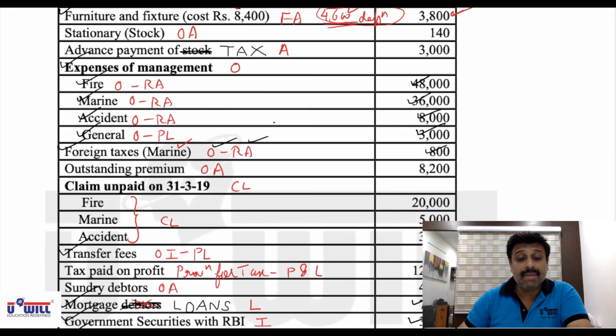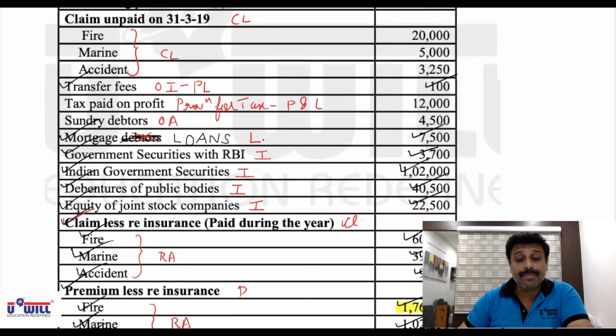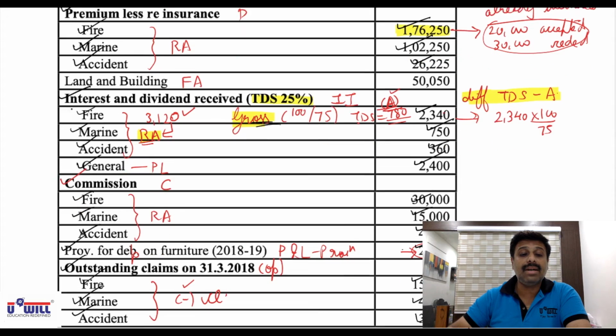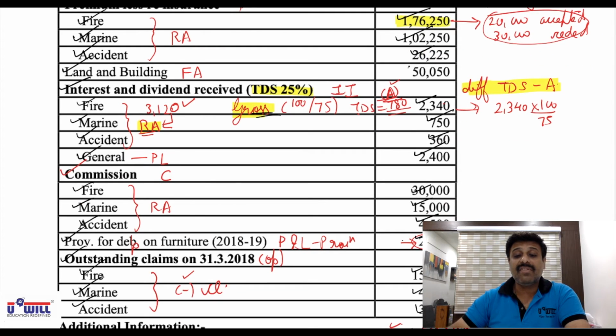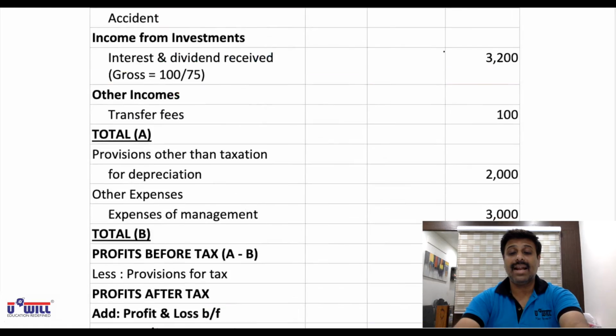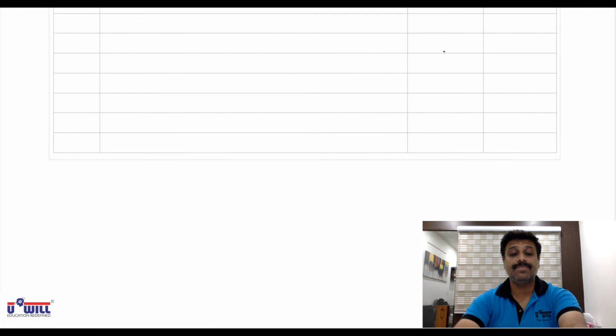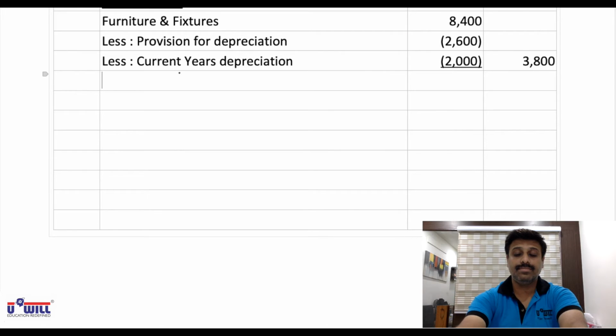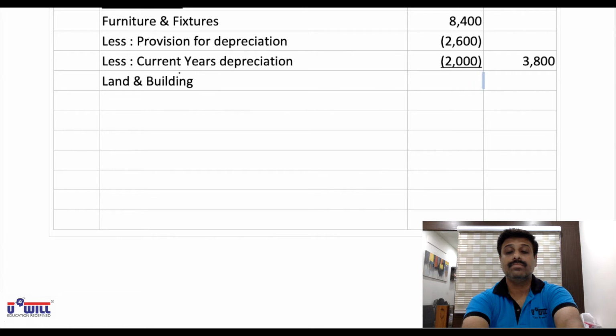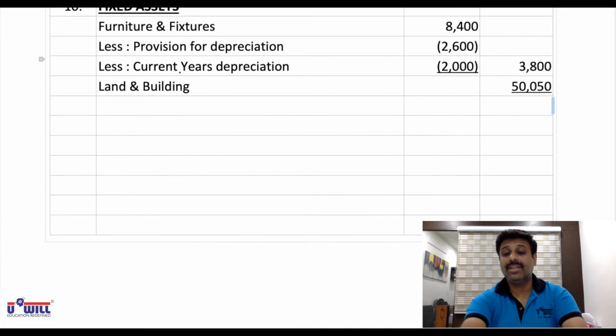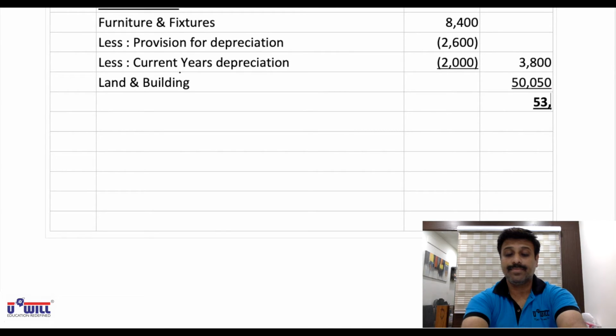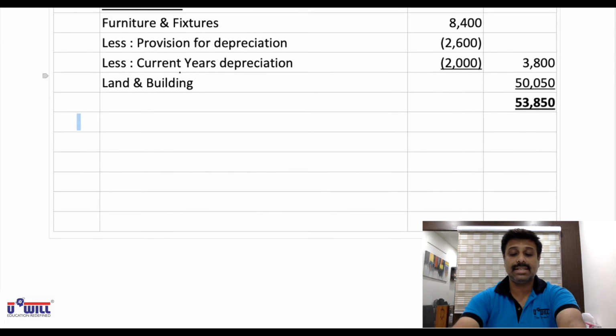Then any other item marked as FA? Land and building is there, 50,050. So I'll put land and building, 50,050. And then the total. No other item is there. So 53,850. 53,850 would be the total amount of fixed assets.